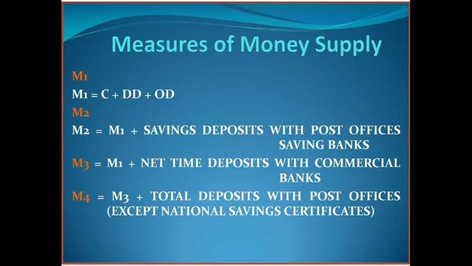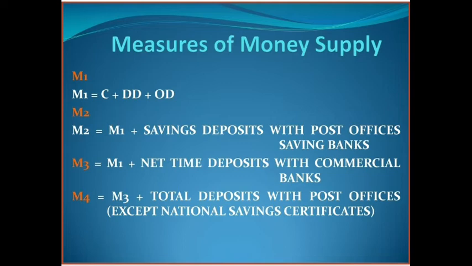It is the sum total of currency held by the public, C, and the net demand deposit, that is DD, plus OD, which means the other deposits of RBI. So according to the first measure of money supply, M1 is equal to C plus DD plus OD. It is the sum total of all currency held by the public, net demand deposit and the other deposit with the RBI. The second measure of money supply is M2.